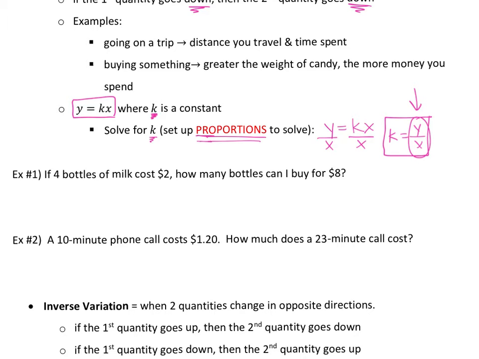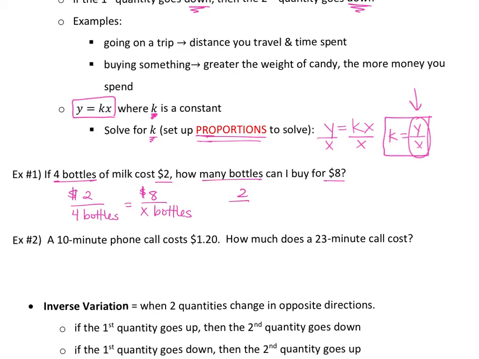This first one says, if 4 bottles of milk cost $2, how many bottles can I buy for $8? Okay, that's a direct variation. The more bottles you buy, the more money you're going to spend, right? So both are going up or both are going down if you think of it in the reverse order. So if we're setting this up, we can say $2 for 4 bottles should equal, okay, that's our y value over our x value, should equal $8 for how many bottles is what we're trying to solve. See, that's a proportion, right?